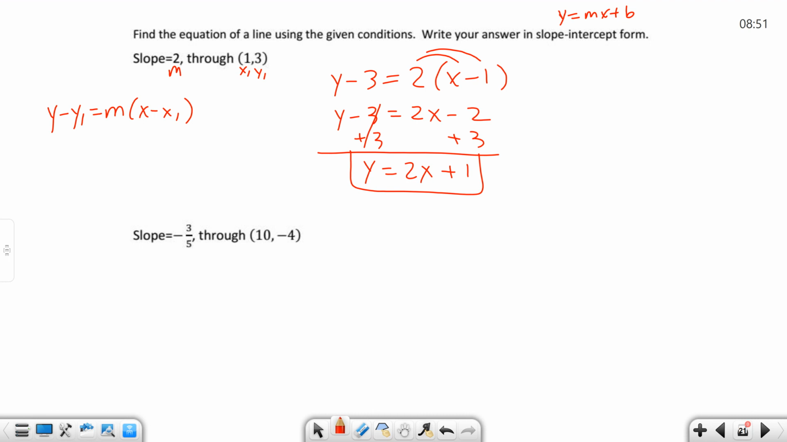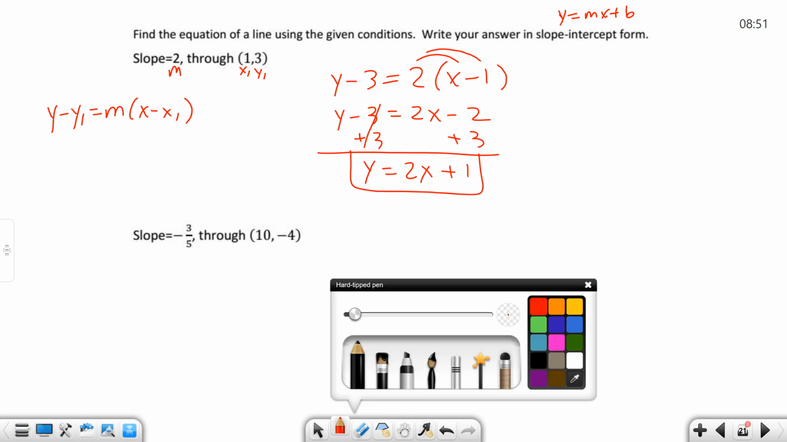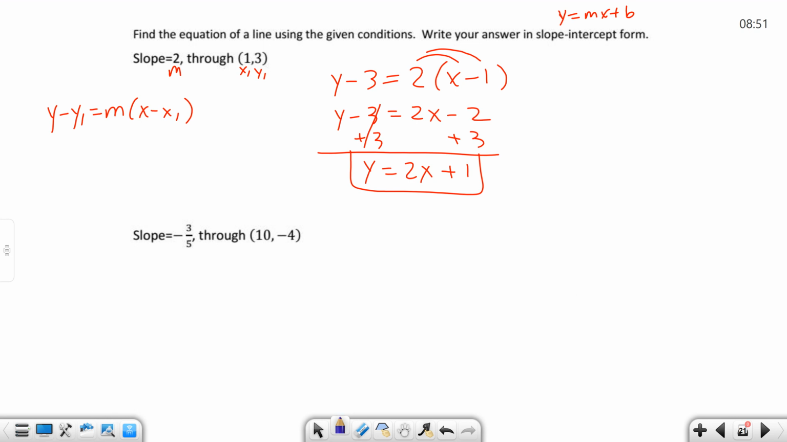Right. So slope equals negative 3/5 through the point (10, -4). This is exactly the same scenario we just had. The only difference is the slope is a fraction, right? Everybody loves fractions. Everybody say it with me. I love fractions. Nobody said it, did you? No, I know you didn't. Okay. But hopefully you can learn to live with them.